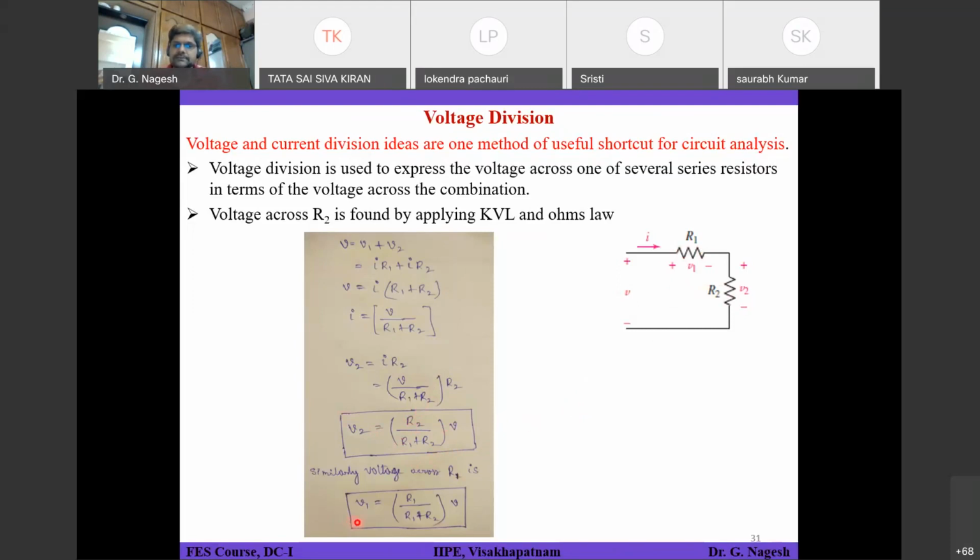Similarly, what will be the voltage V1? Total voltage into R1 divided by R1 plus R2. So simply you have to multiply the corresponding resistor, where you want to find the voltage, with the total voltage divided by the sum of the n resistors present in series. Here it is R1 plus R2. This is how you can find the voltage straight away if there are 2 resistors in series.